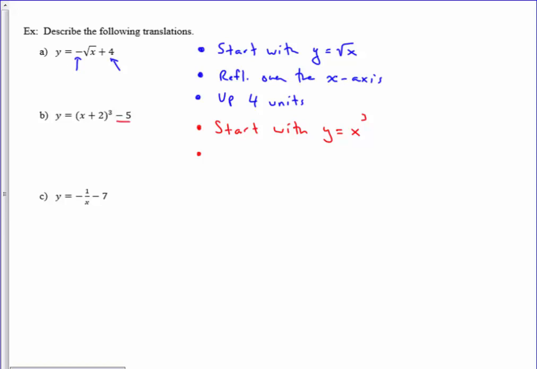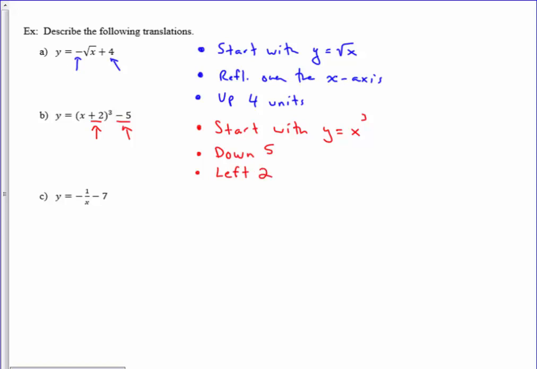We have the minus 5 on the outside, the plus 2 on the inside. I don't care what order you tell me those two translations. I'll start with the minus 5 first. So that would mean I would go down 5 units since it's on the outside of the function, and then the plus 2 in the inside of the function would mean I go left 2 units.